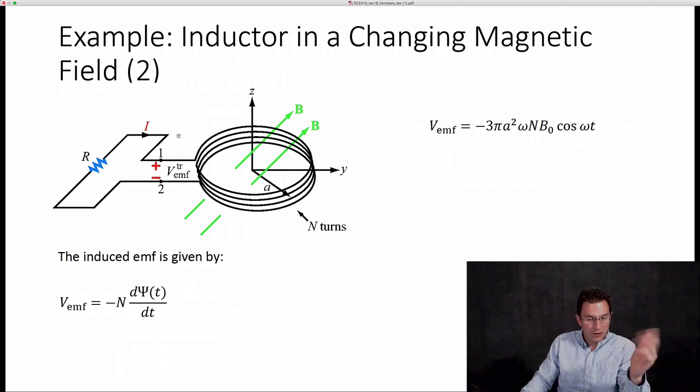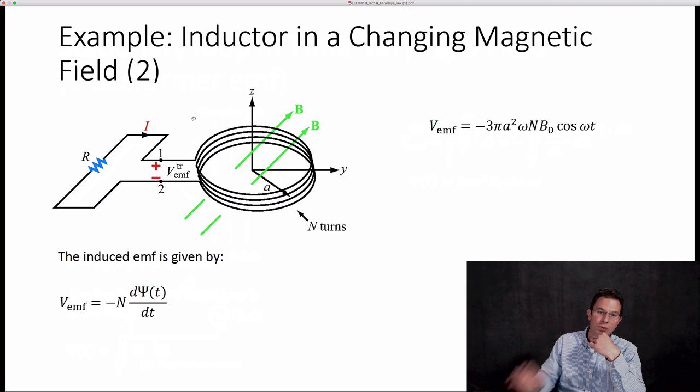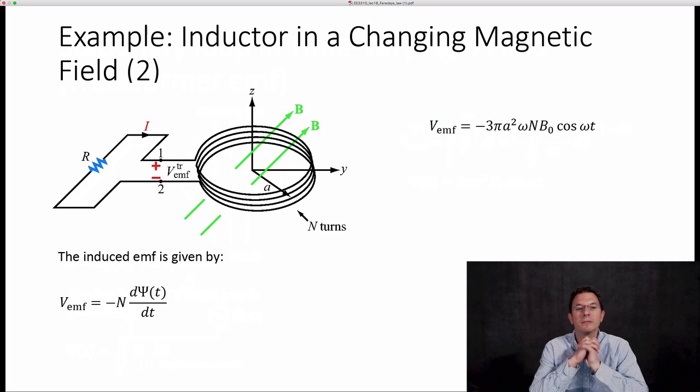And again, just like before, though it's not denoted here, because you have an induced voltage, you'll also have an induced current. That induced current will have its own magnetic field that will also penetrate the loops.